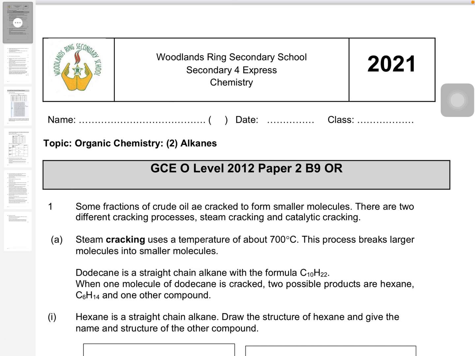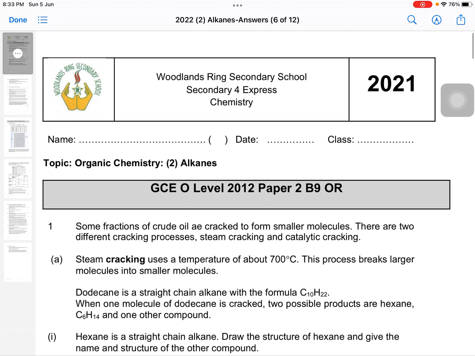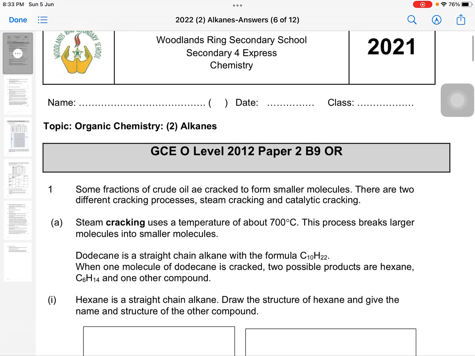Okay, ladies and gents, I am going through this section here on the Organic Chemistry Worksheet on Alkanes. This paper is taken from 2012, paper 2B9. Some fractions of crude oil are cracked to form smaller molecules. There are two different types of cracking process. One is steam cracking, the other one is catalytic cracking.